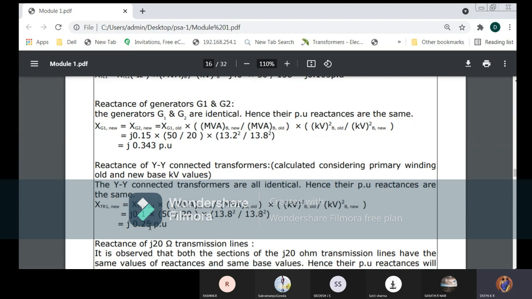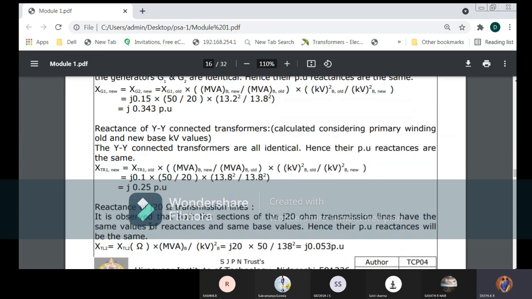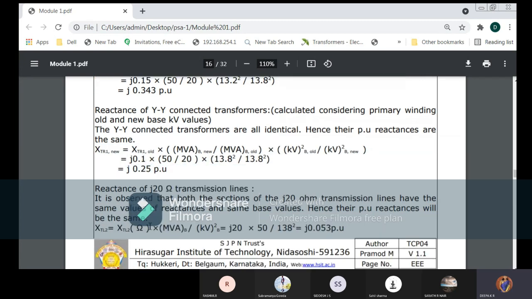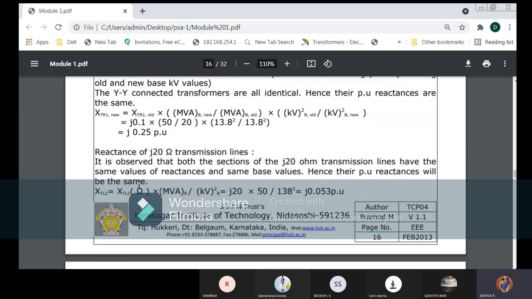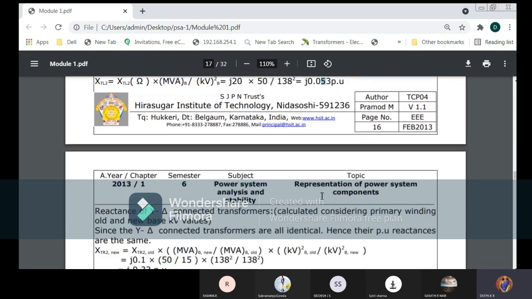Okay, next we are moving to the transmission line, that is 20 ohm. Here also both are the same, you can calculate any one. So again XTL, the transmission line value, how much have they given? They have given 20 ohm for the transmission line. 20 into new base 50 divided by, you determine the value as 138 kV for the transmission line. So you'll get an answer of j0.053.